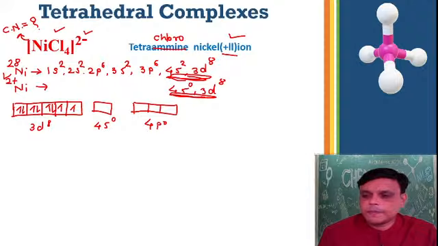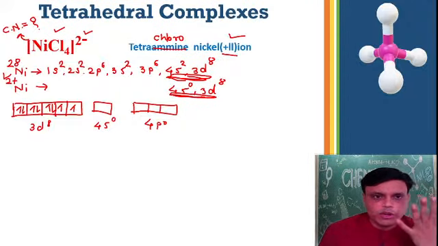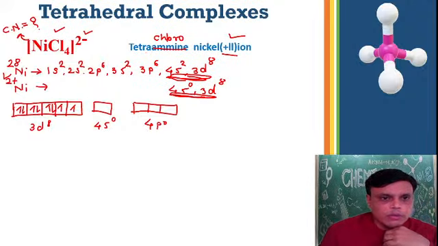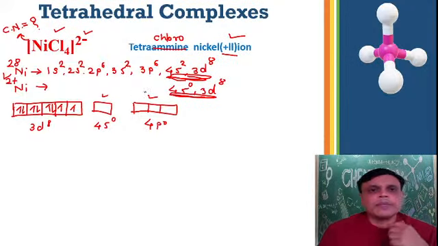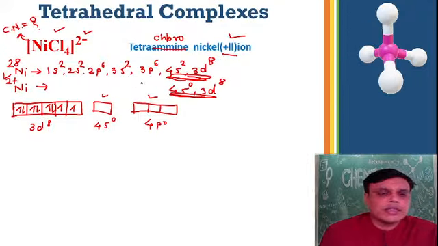Coordination number is 4. Coordination number 4. So metal should have at least 4 vacant orbitals. Check: there is one 4s and three 4p. So 4 vacant orbitals are available. Then the second assumption is ligand should have at least 1 pair for the donation.